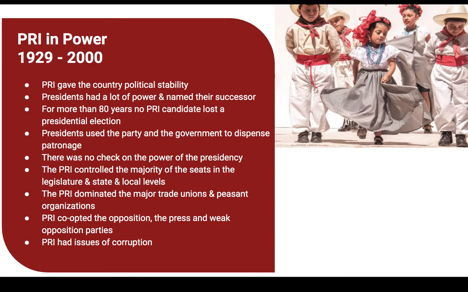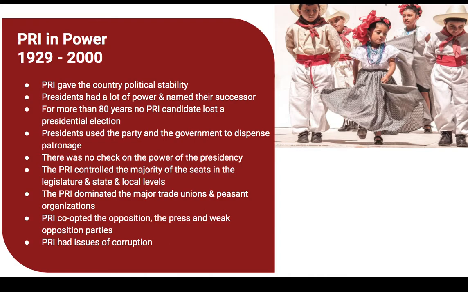Presidents used their party, the PRI party, as well as the government to dispense patronage, which meant that they would give government contracts to their friends. They would give interviews to radios and newspapers that said positive things about them. But they used the party and the government to basically stay in charge. There was no check on the power of the presidency.